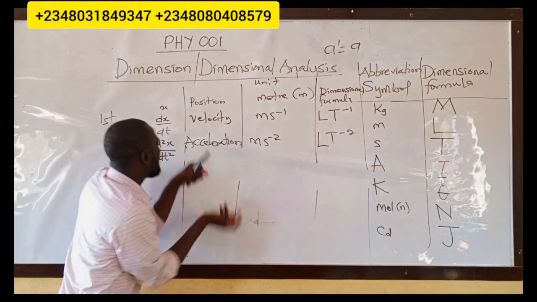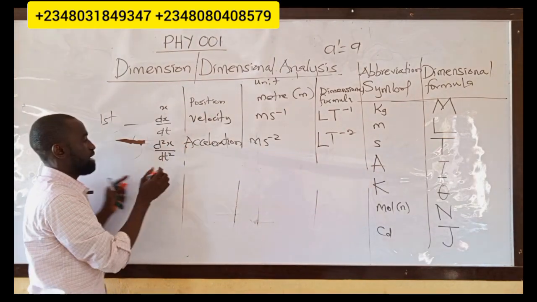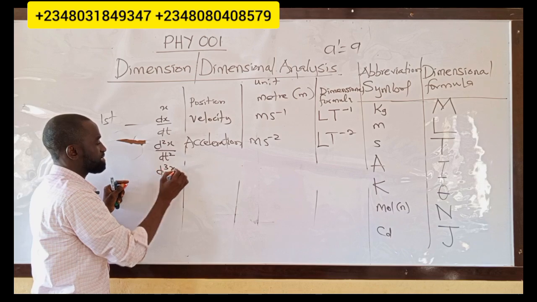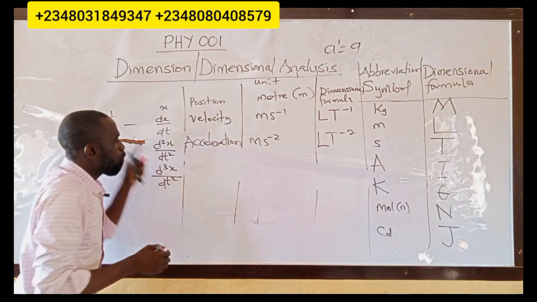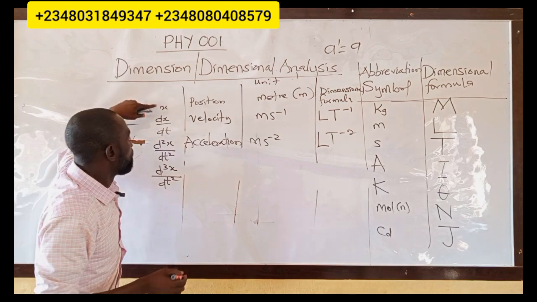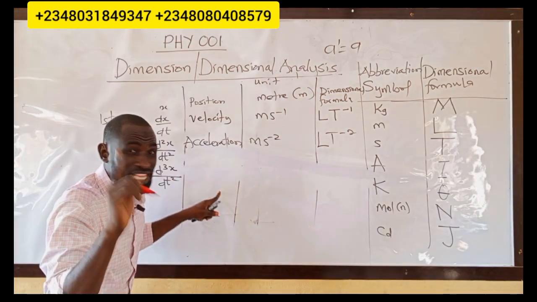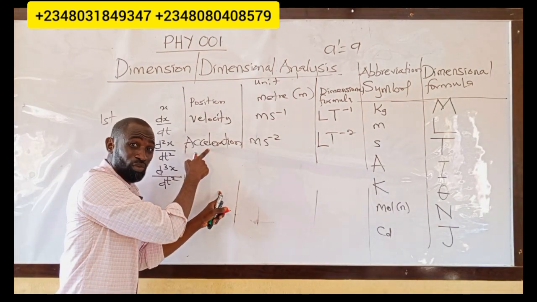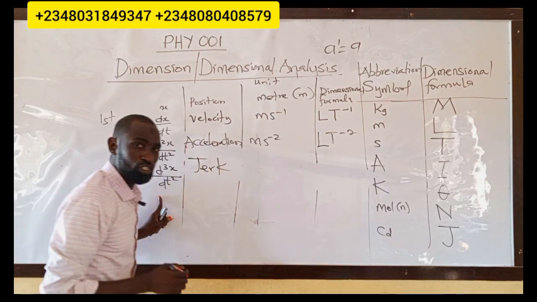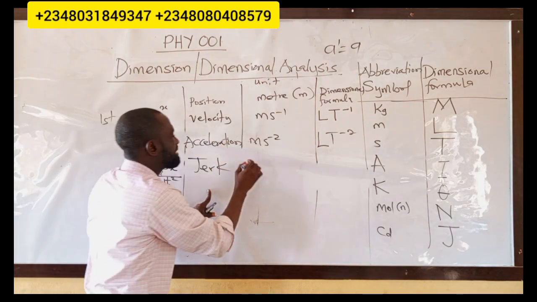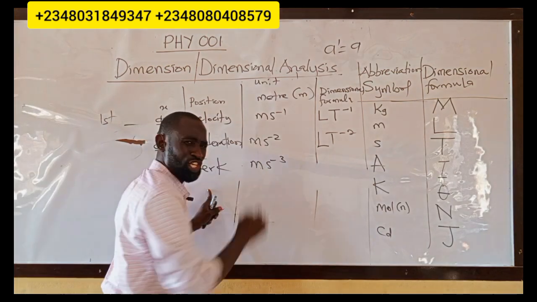If I differentiate this thing 3 times, I have d cube x all over dt cube. When I differentiate position 3 times, or I differentiate acceleration, I will have what we call jerk, J. What is the unit of J? Meters per second cube.